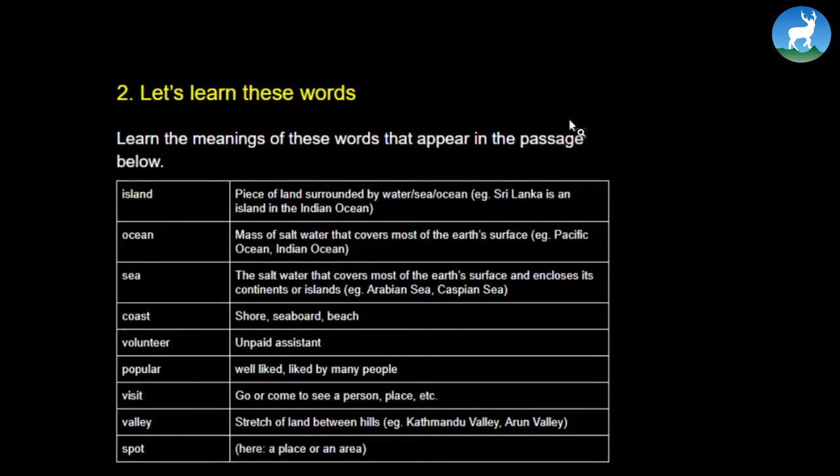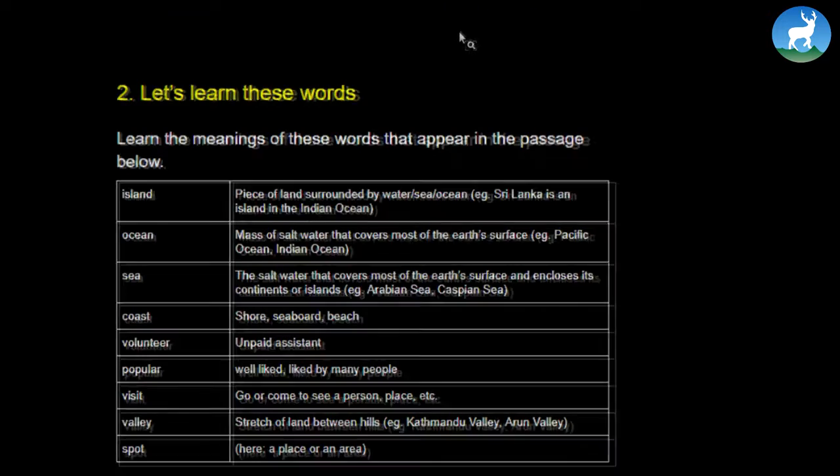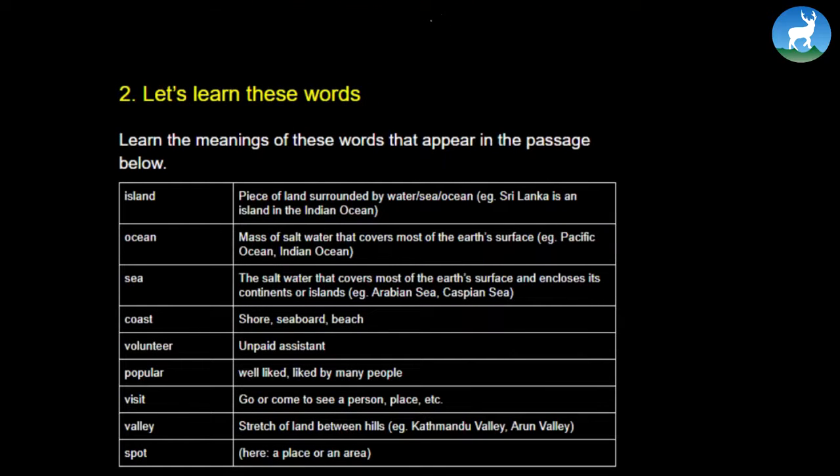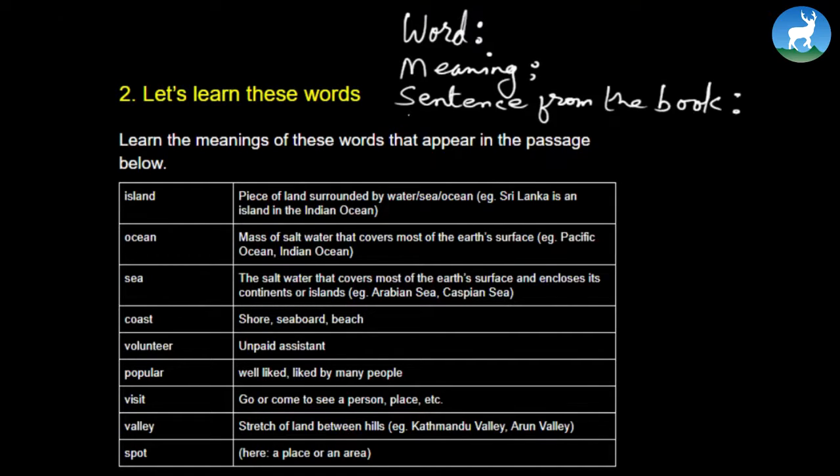Before we begin the passage, let's learn the meanings of these words that appear in the passage below. Every time I say that whenever we learn passages, it's a wonderful time for us to learn new vocabulary. Not just the words given here, but there could be many words whose meaning you want to know. In that case, you can always follow this technique. You first write down the word, then you write the meaning, and then a sentence from the book. And finally, you can write a sentence of your own.